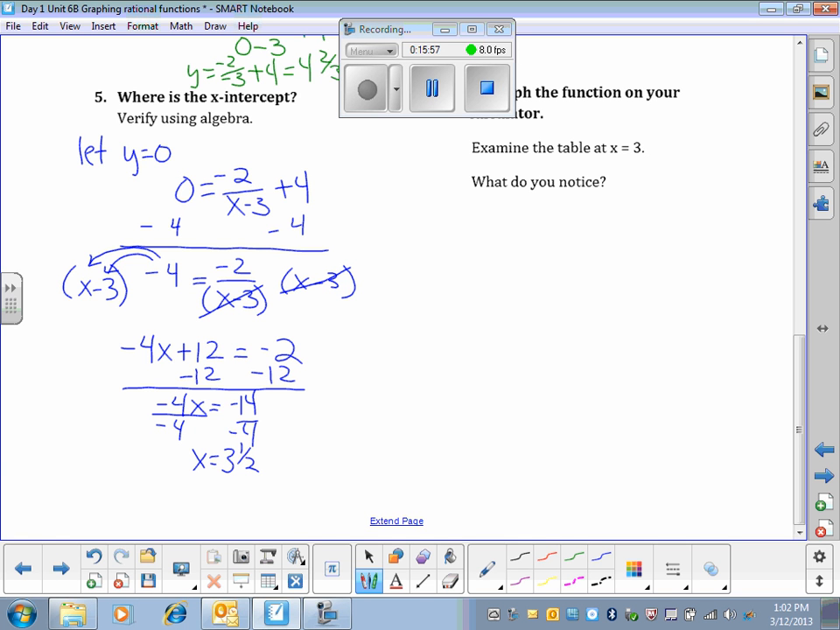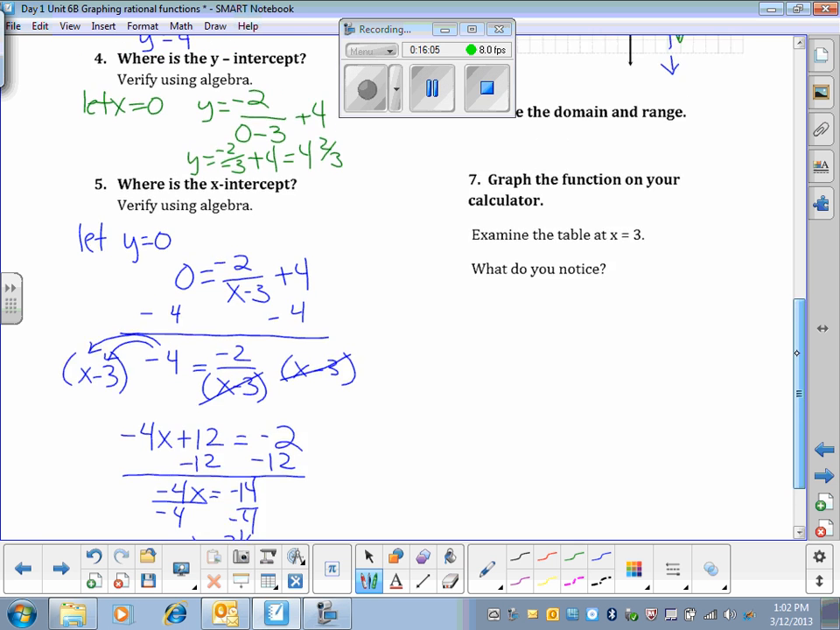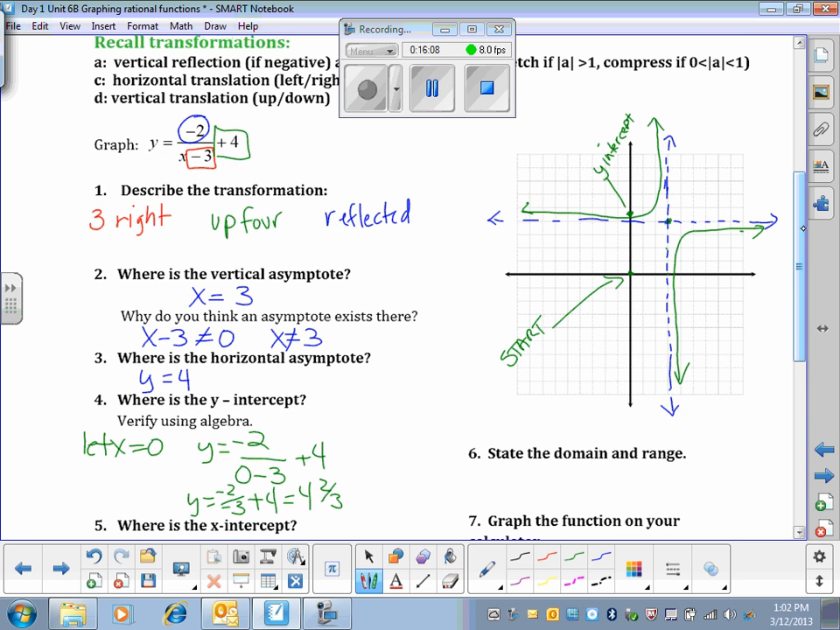So if we go back up to our graph to see if my x is somewhere around there, 3 1/2. You ready? So at 3 1/2, there it is right there. And that's pretty close too on my graph.